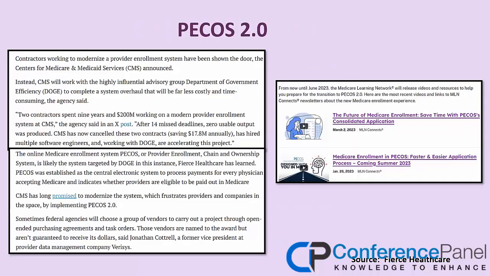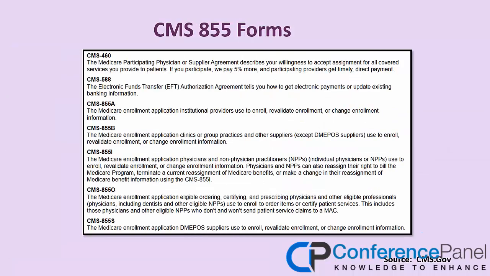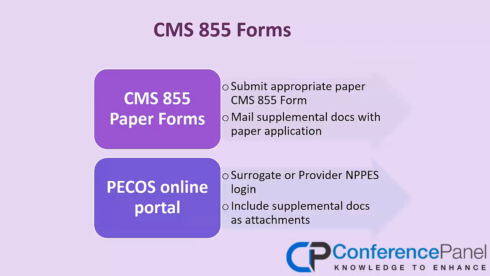It is the online version of the 855 forms. So it's basically Medicare's online version of the 855 forms, the provider enrollment chain and ownership system, or PECOS for short. These forms are already automatically embedded into PECOS. So if you're revalidating, updating, or doing a brand new enrollment, you can do that one of two ways. You can do it using the paper applications.